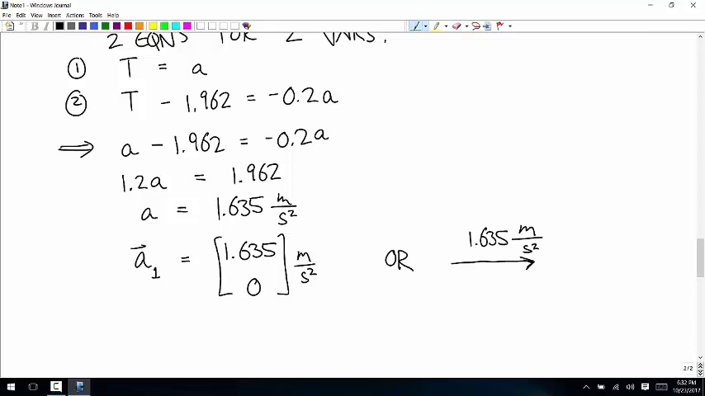Okay, we still have to figure out T. Well, that's pretty easy in this case because we figured out that A is 1.635. Equation 1 here says that T is equal to A, so T is equal to 1.635 newtons.